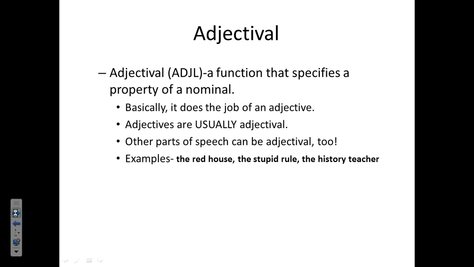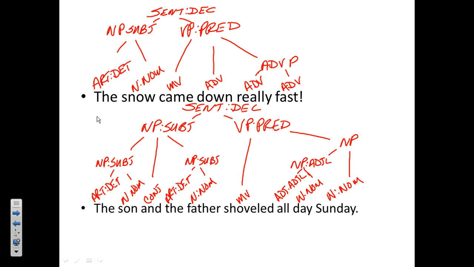Okay, so here are some sentences for us to look at. The is an article. Articles are always determiners. Snow is a noun. It's naming the thing, so it is nominal. The snow is a noun phrase where the sentence is about the snow, so that noun phrase is the subject. Came is the main verb. Down is an adverb, tells us where it came.